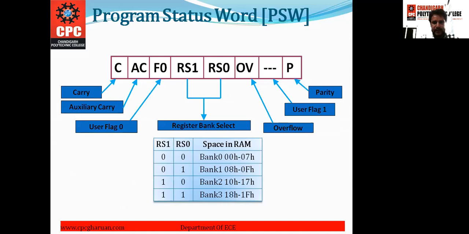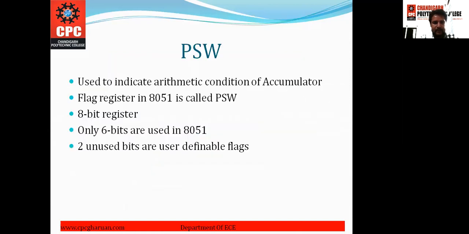First one is the parity flag, that is the P bit in PSW. Next is the OV, that is the overflow flag in PSW. Next is the C, that is the carry flag. AC, that is the auxiliary carry flag, and both the register selects, that is RS0 and RS1. These 6 bits we can use in 8051, but the 2 unused bits are user definable flags.